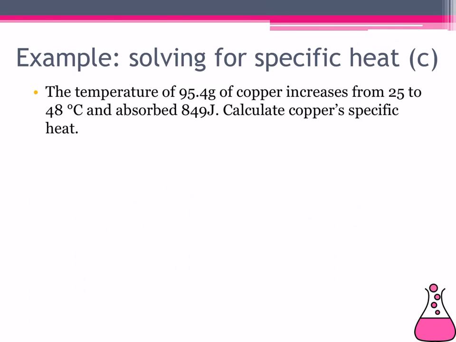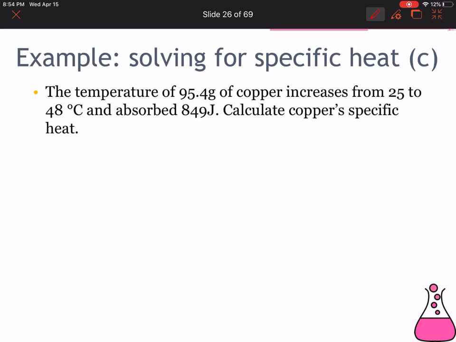I can also do these types of problems solving for a different variable. Let's say that I want to solve for the specific heat capacity. Okay, and this problem says the temperature of 95.4 grams of copper increases from 25 to 48 degrees Celsius and absorbed 849 joules. Calculate copper's specific heat. And so I know I'm going to be using that same equation, that Q equals MC delta T, because we're talking about heat here. So I want to list out my variables that I know.